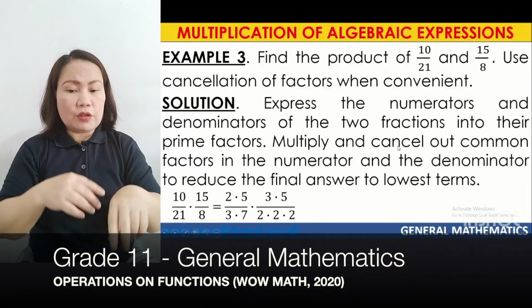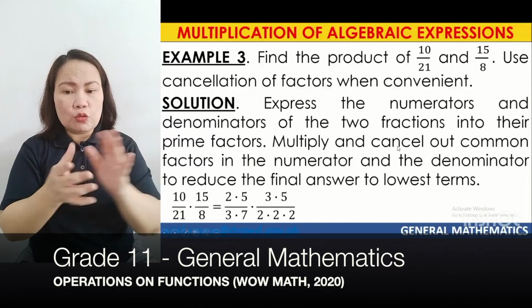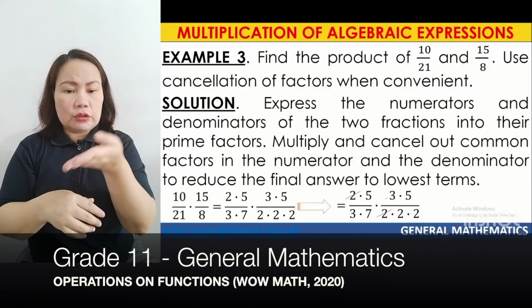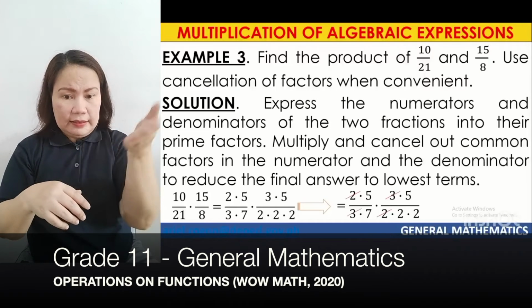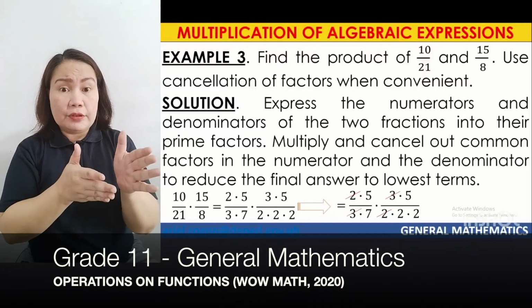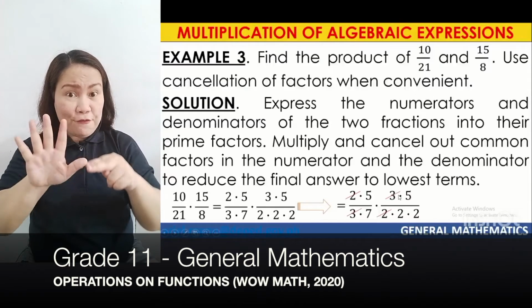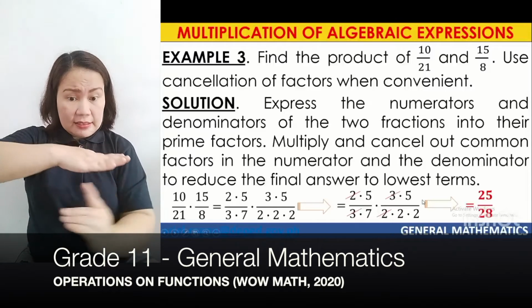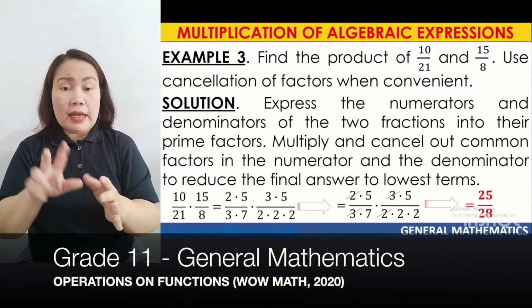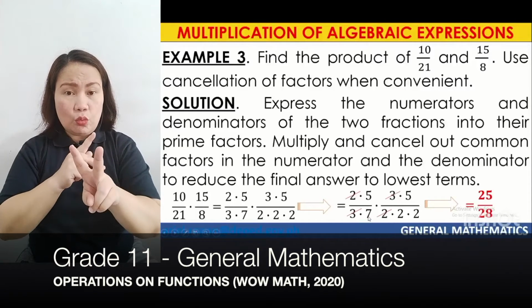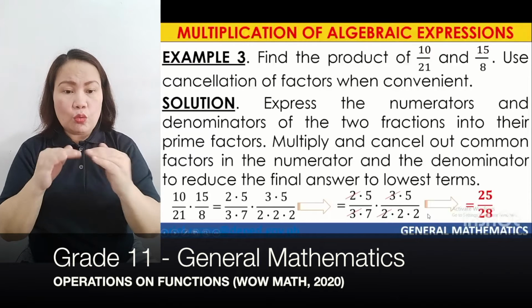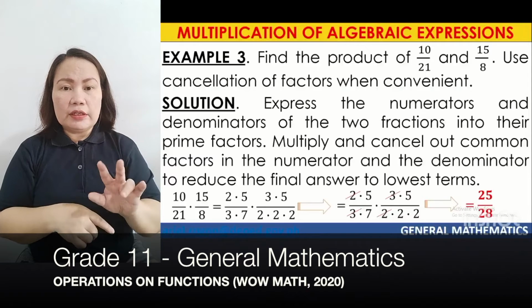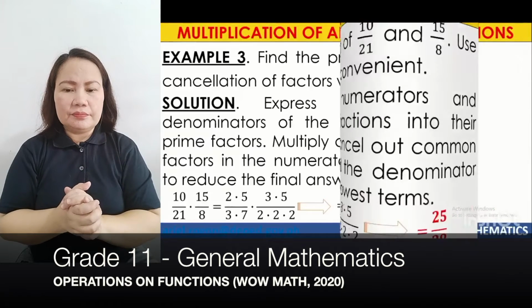Sabi kanina, pwede tayo mag-cancellation dyan. So, therefore, ma-cancel natin dyan yung 2, yung 3, yun lang. So, ang maiwan sa numerator is yung 5. 5 times 5, that will be 25. Sa denominator naman, we have 7 times 2 times 2, that is 28. So, the final answer is 25 over 28.